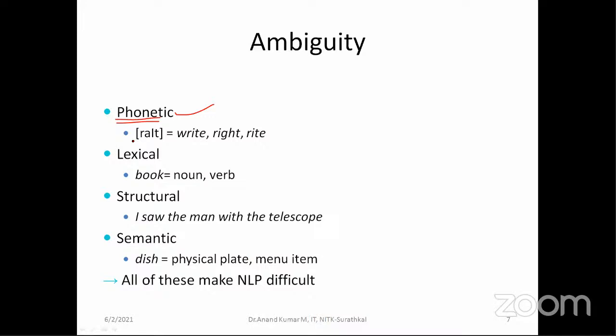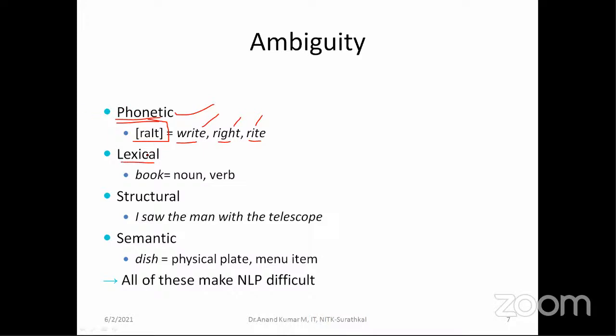Say for example, how to pronounce these words? Right. So all three have the same pronunciation. See that, phonetically ambiguous. All three are the same pronunciation, but the spelling is different and the meaning is also different. So this is one level of ambiguity, phonetic level ambiguity.